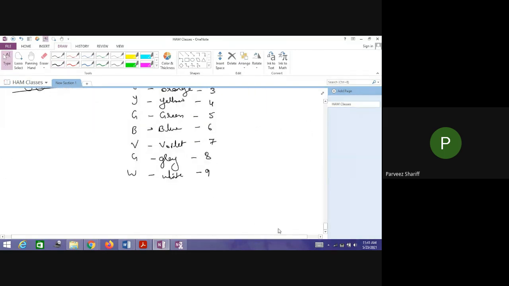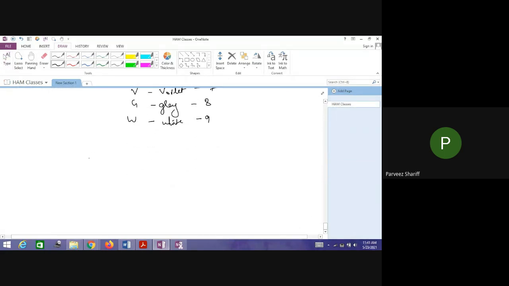Now let me rewrite this resistor here so that we can understand. So this is a resistor. It will be like this. Now the first band is like this. Then we have the second color band. Then we have the third color band, and then one more last color band. Now these 3 bands represent the value, and the last band represents the tolerance.